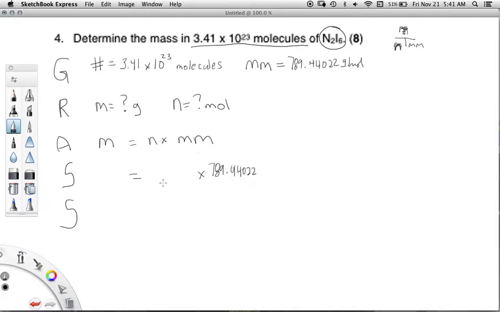9.44022. But I don't have the moles. If I had the moles, I could do this. So what does that mean? It means that I got to come over here now. There's got to be another equation that I can use. Now this is one way to find mole.